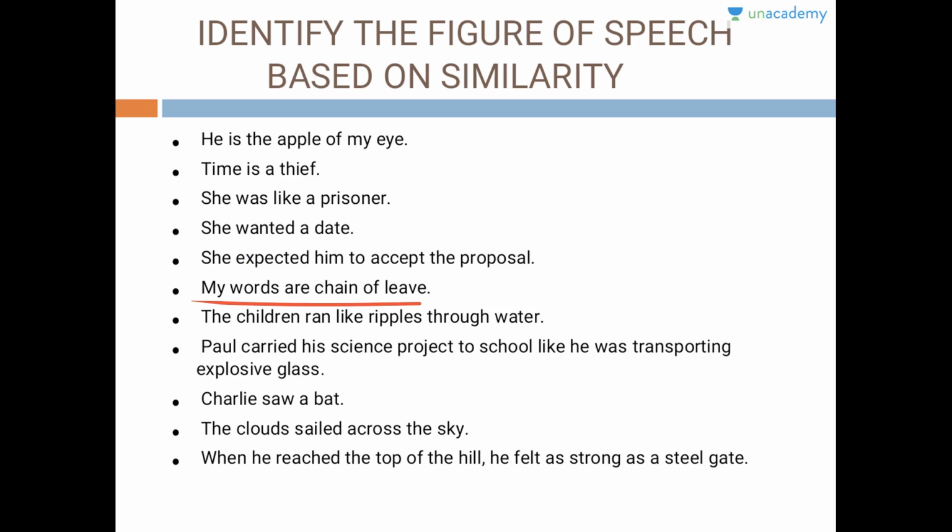My words are a chain of leaves. So here the words are compared to a chain of leaves, which makes it a metaphor because there has been a comparison between two ideally different things and no word such as like or as has been used. So this makes this sentence a metaphor. The children ran like ripples through water. This is quite clear. The running of the children here is compared to the ripples through water, and since the word like has been used, it makes the statement a simile.